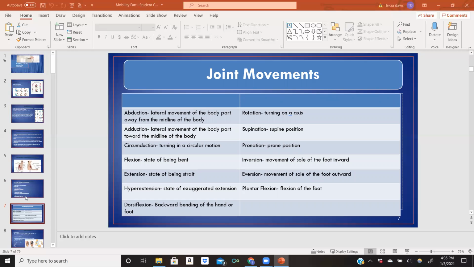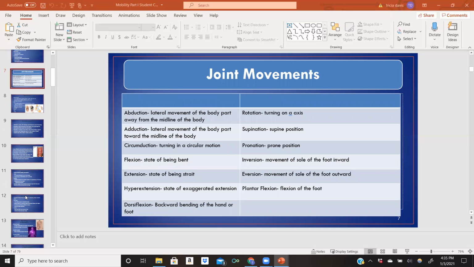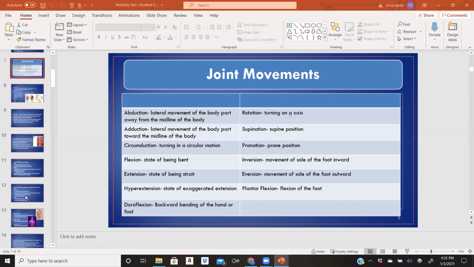So joint movements. Again, this is all just kind of reintroducing you to what you had when you were in anatomy and physiology. So you have your adduction, which is the lateral movement of a body part toward the midline of the body. For example, a person's arm is adducted when it is moved from an outreached position to a position alongside the body. You have circumduction, which is turning in a circular motion. It combines abduction, adduction, extension, and flexion.